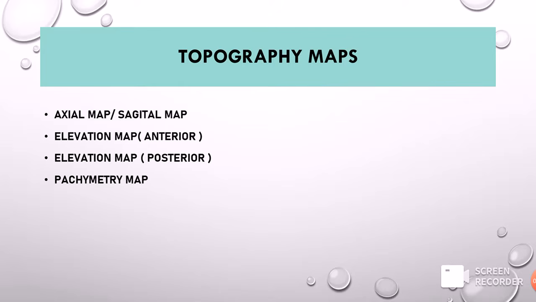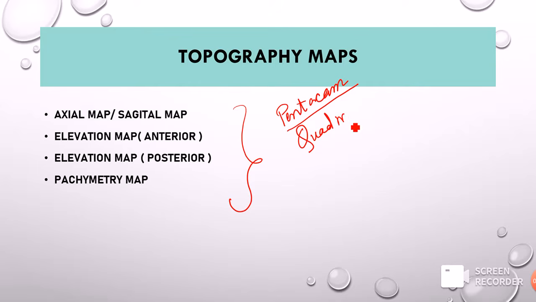In part 2, we shall be studying the various topographic maps or the tomography maps. The tomography maps particularly are of 4 types, and this is in reference to the Pentacam. Because in Pentacam specifically we have these 4 maps and together they are called the quad maps. Quad stands for 4 and maps are maps.